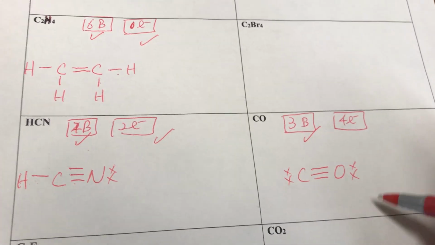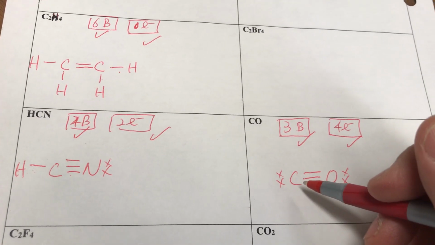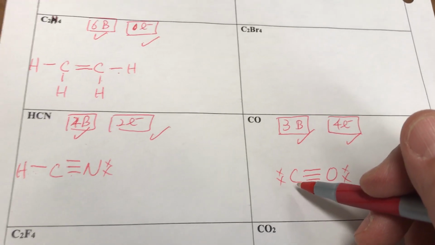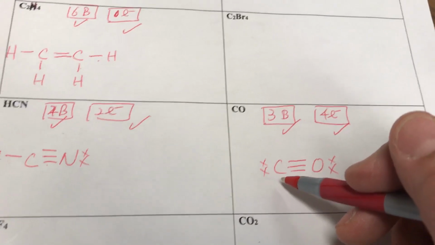Now you look at it, 4 electrons, happy. Now this is one of the exceptions, where the carbon can have a lone pair. It can have leftover. This is one of the exceptions. Carbon can have leftover.